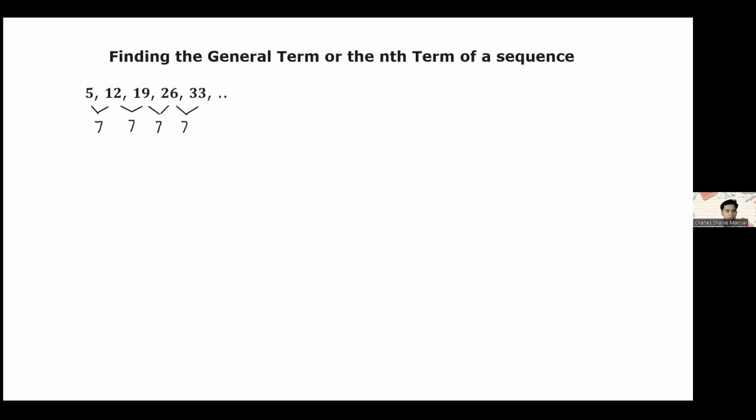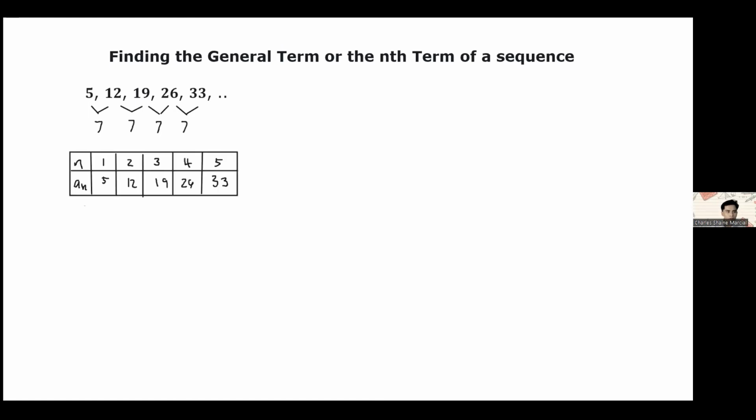Now let's create a table here. Ito yung n or number of terms or the term position, and ito naman yung a sub n. So we have term position: first term, second term, third term, fourth term, and the fifth term. For the first term, we have 5. Second, we have 12. Third, we have 19. Fourth, we have 26. And for the fifth term, we have 33. Titingnan natin sa table itong value ng n and a sub n. Ito na yung magiging guide natin.